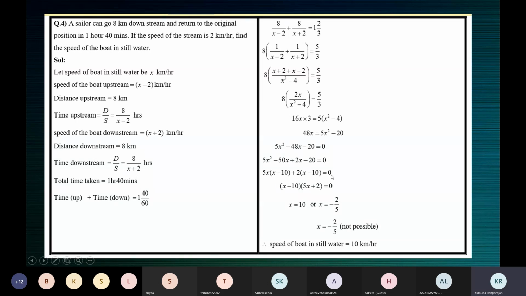So you need to solve the quadratic equation. You get two values for x. And what is x? X is the speed of the boat in still water, and that cannot be negative. Speed cannot be negative. So x is 10, which means the speed of the boat in still water is 10 kilometers per hour.